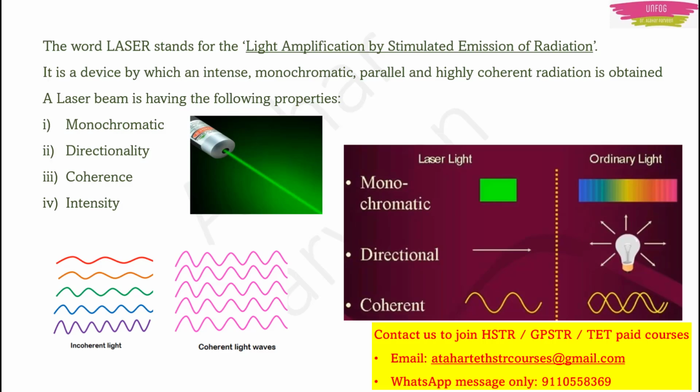And the fourth important property of a laser is that it has very high intensity. In fact, there is a laser which gives you intensity higher than that of the sun's intensity. So this is one important property of laser.